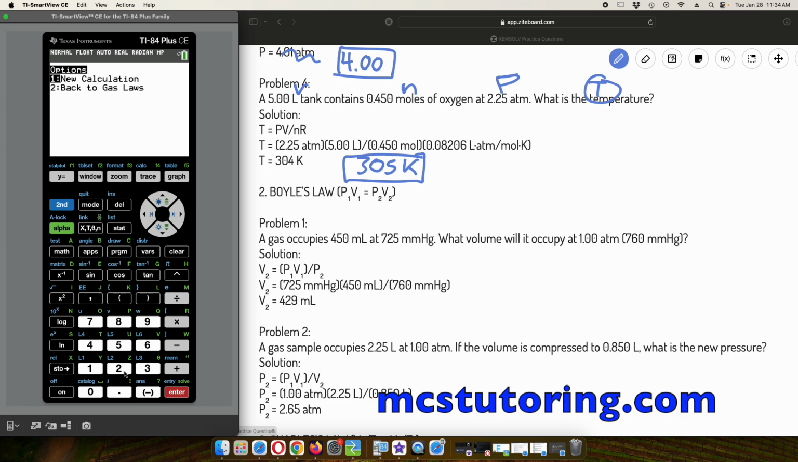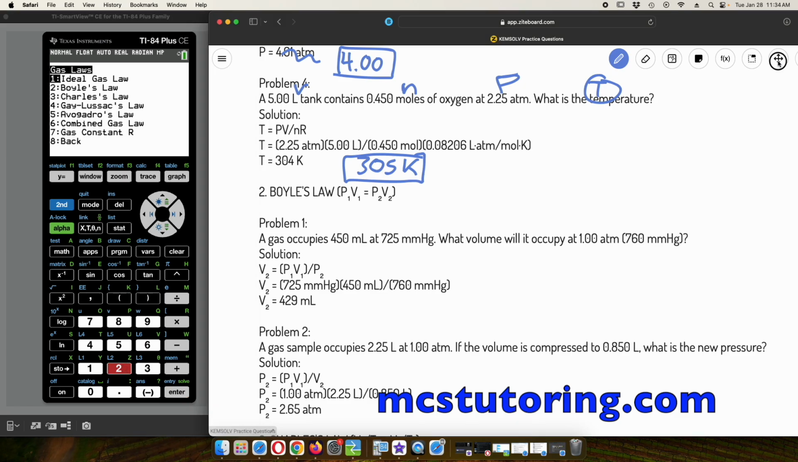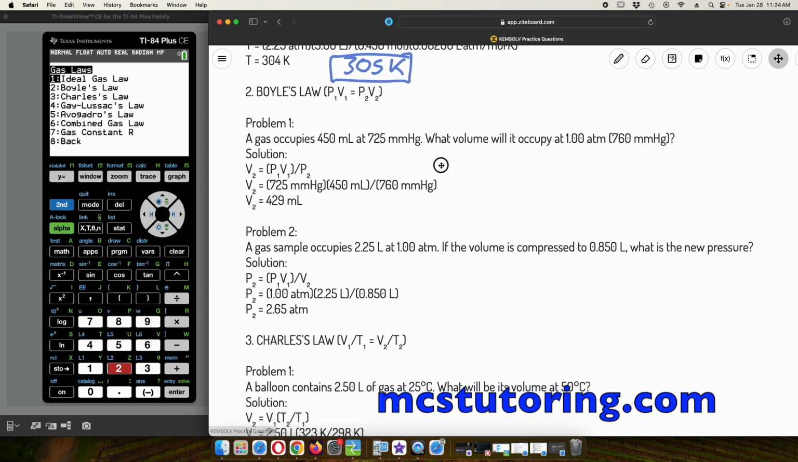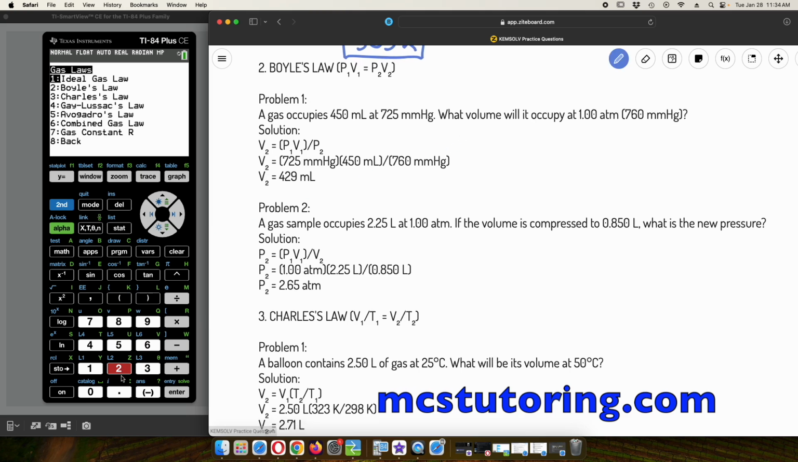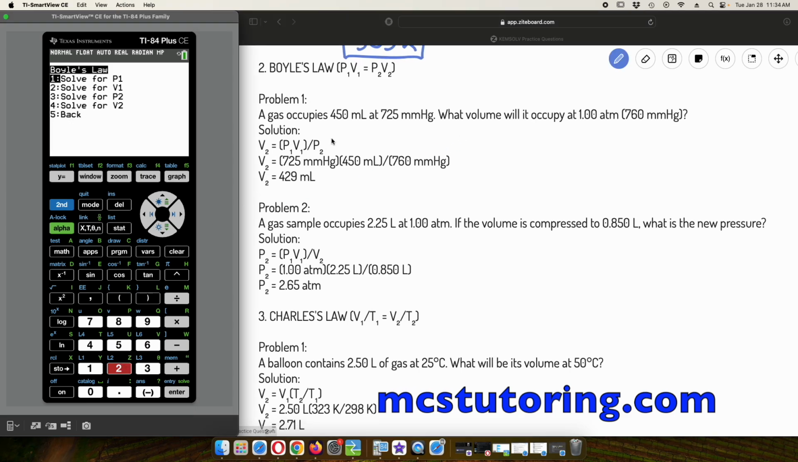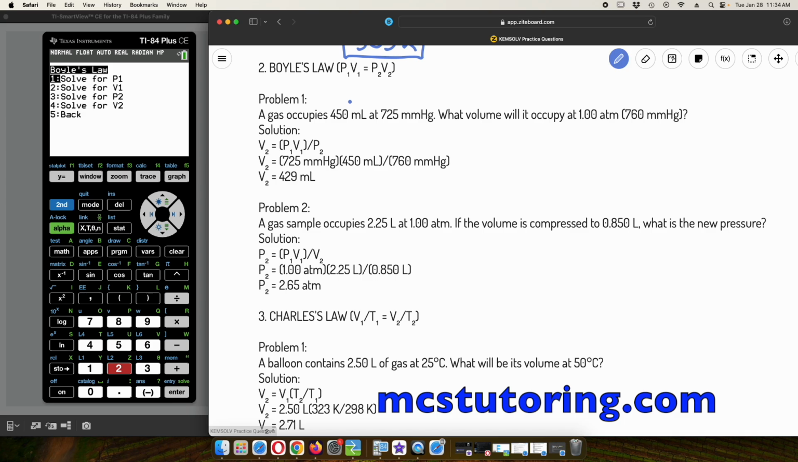Okay, back to gas laws. Now we're going to go to Boyle's law. A gas occupies 450 milliliters, so that's V1, and this is P1. What volume would it occupy at 1 ATM? That's going to be P2.